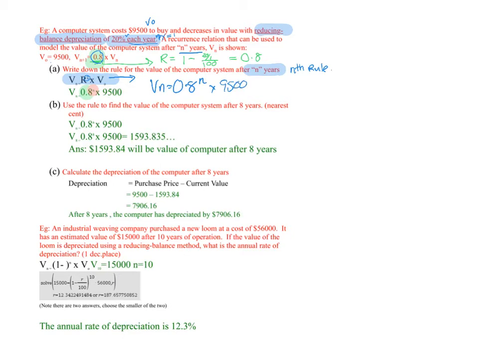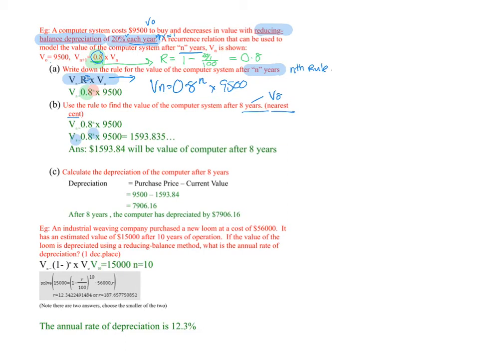Okay, then it says use this rule to find the value of the computer system after 8 years to the nearest cent. So they were nice there. That means 2 decimal places. But this means we want V8. So you can see here in the notes, I put V8. Now, everywhere you see the letter n, you'll put an 8. That's why it's to the power of 8.